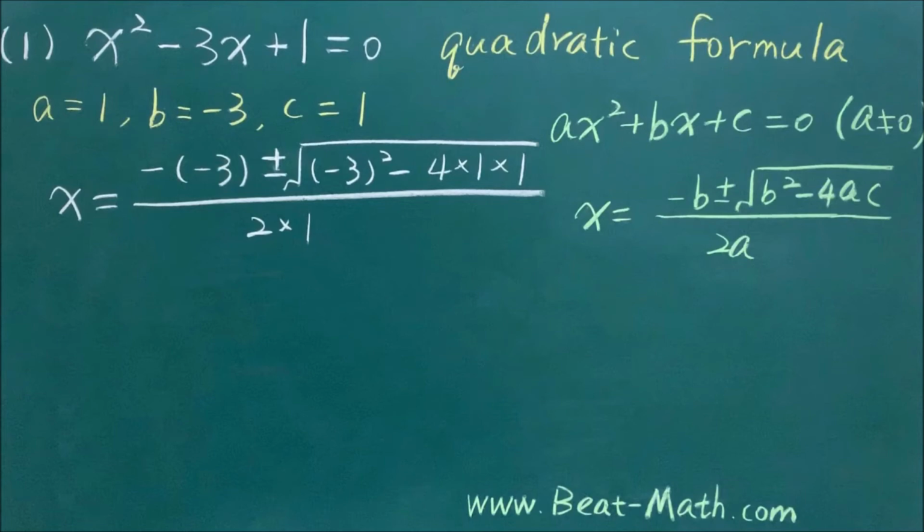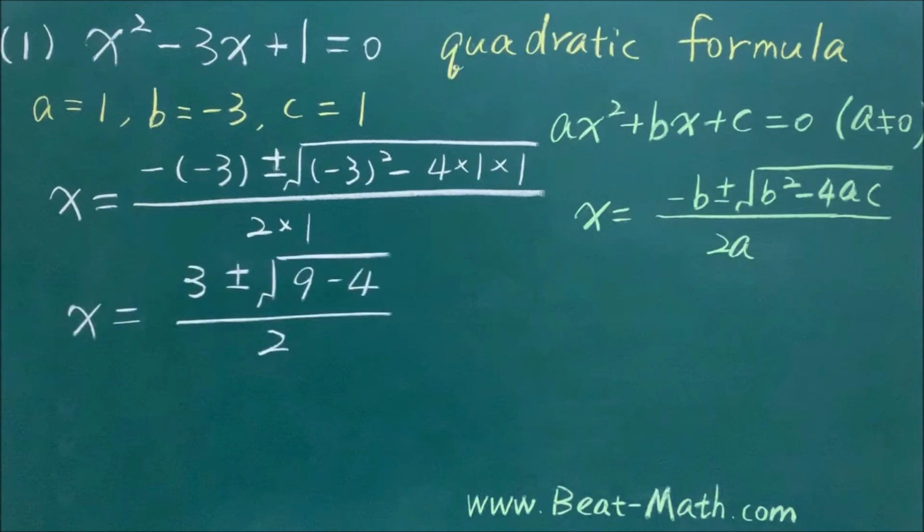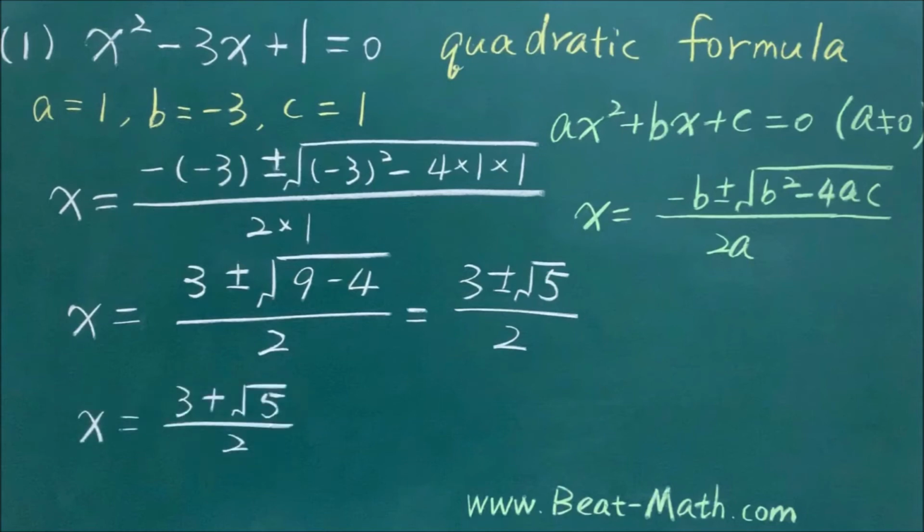2 times 1. The equation can be simplified as x equals 3 plus or minus the square root of 9 minus 4, divided by 2, equals 3 plus or minus the square root of 5, divided by 2. That means that this equation has two roots. x equals 3 plus the square root of 5 divided by 2, or x equals 3 minus the square root of 5 divided by 2. If it seems difficult to solve the equation with factoring or completing the square method, just use the quadratic formula directly and you'll get the solution.